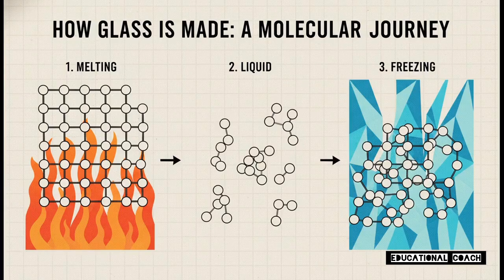Okay, so to make glass, you take that sand and you crank up the heat. You get it so hot that it melts into a liquid. All that energy breaks the bonds and the molecules just start flowing around freely. But then, and this is the key, you cool it down really, really fast. So fast that the molecules don't have time to line back up into that neat, orderly pattern. They basically get frozen right where they are, all jumbled up in that messy, chaotic state.